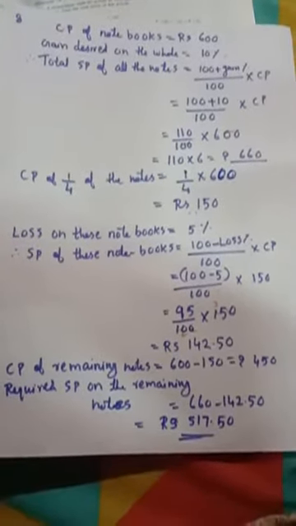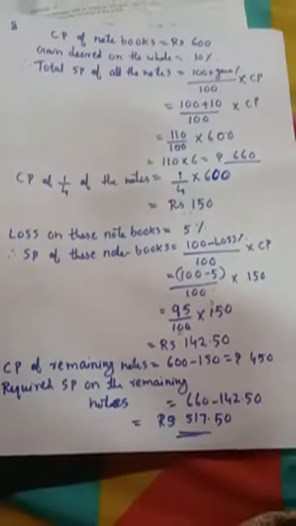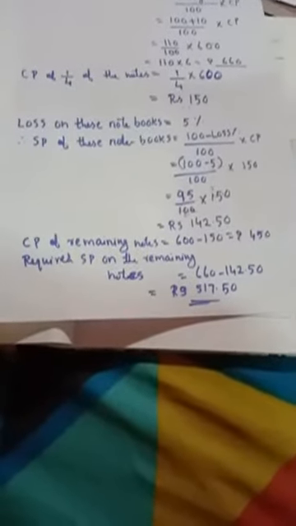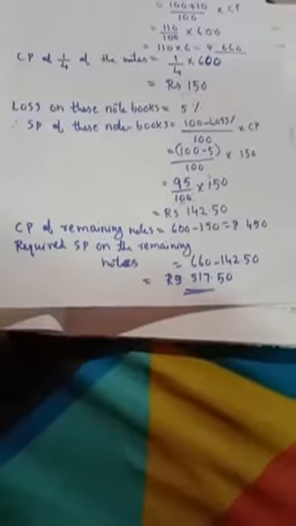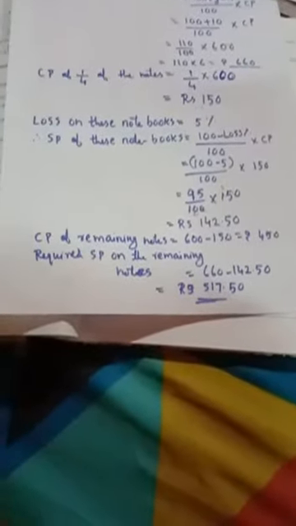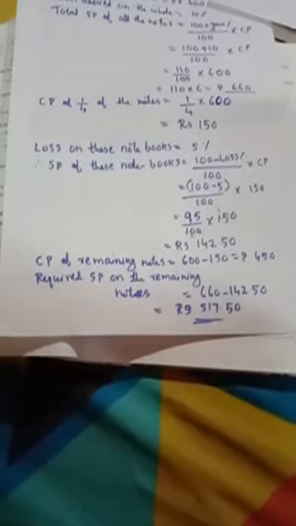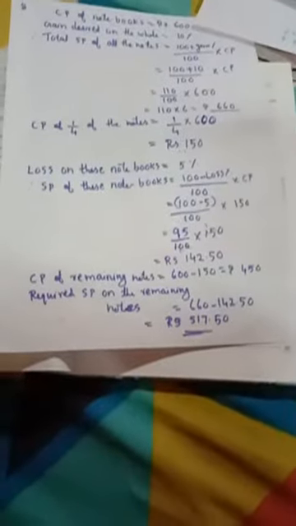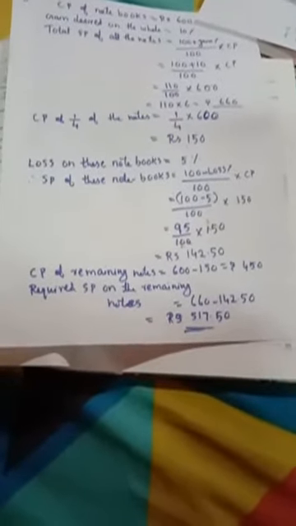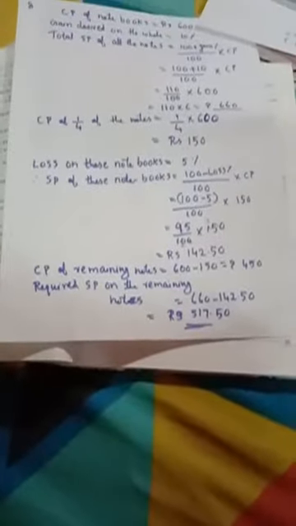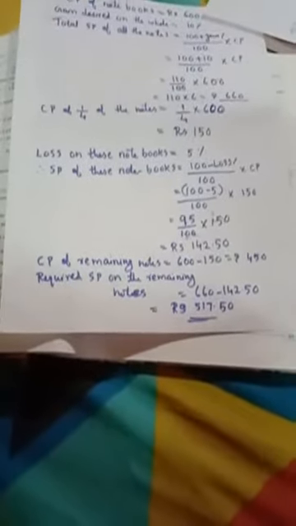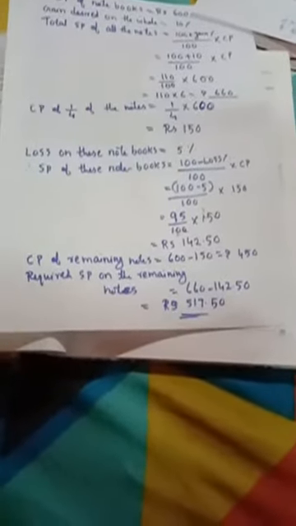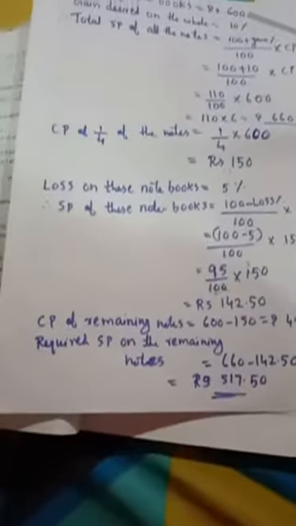Now we want to find a profit percent. The question is only this much: what is the SP of the remaining notes? 517.50, that much only. Clear? First we have to find the CP of the whole notebook, 600. Then find the SP of the whole notebook. Then find the CP of 1/4 of the notes, then the SP of 1/4 of the notes. Then finally we find the SP of the remaining notes and the CP of the remaining notes. Clear?